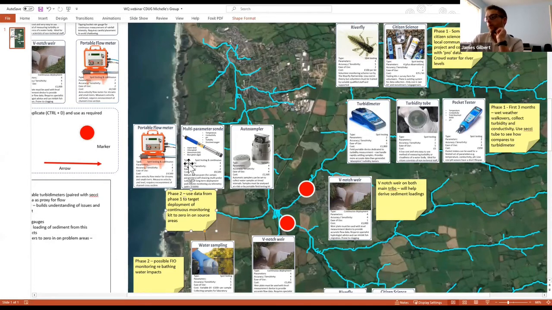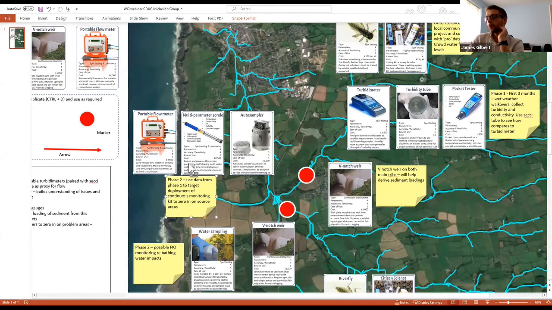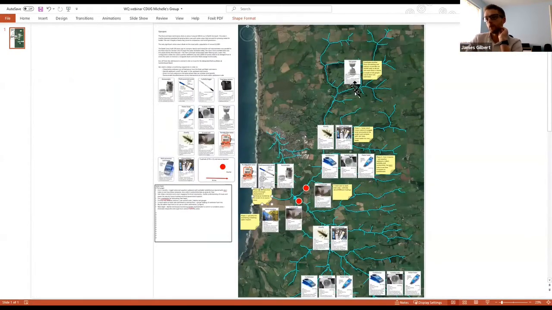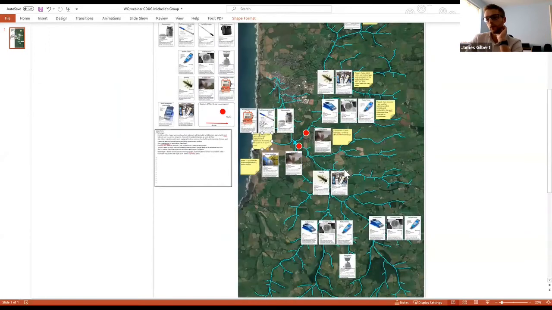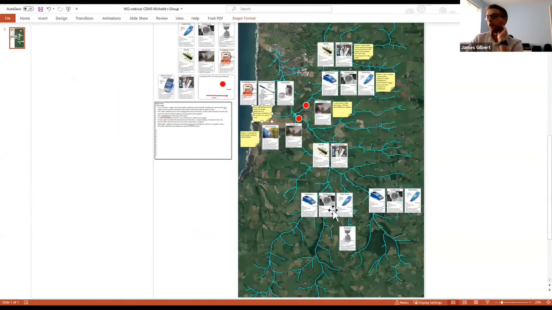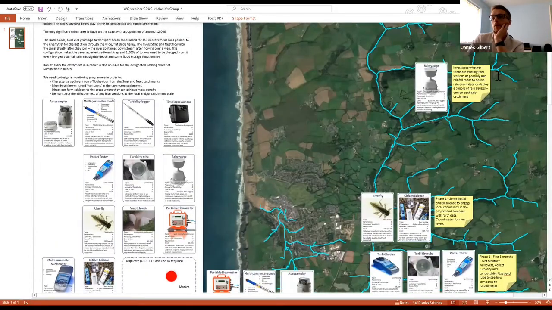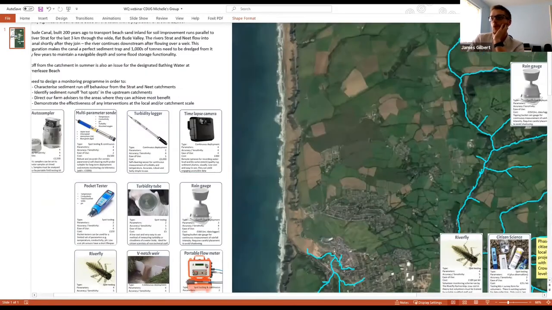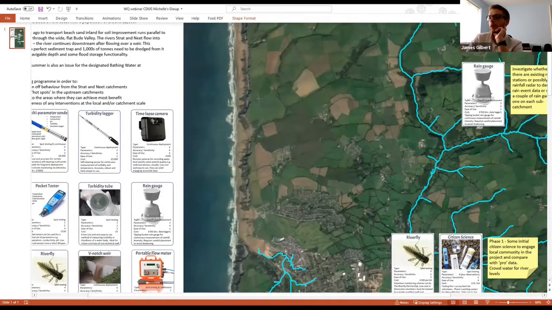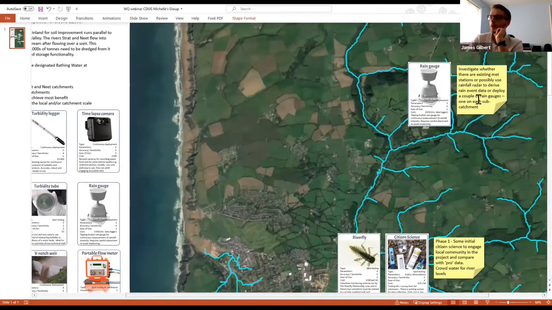We'd also deploy 2 rainfall gauges across both subcatchments. Peter mentioned that there are websites available that might help on top of that. But if there is no data available, then we would definitely deploy these rain gauges.